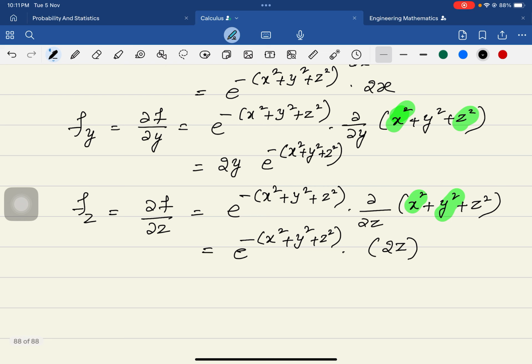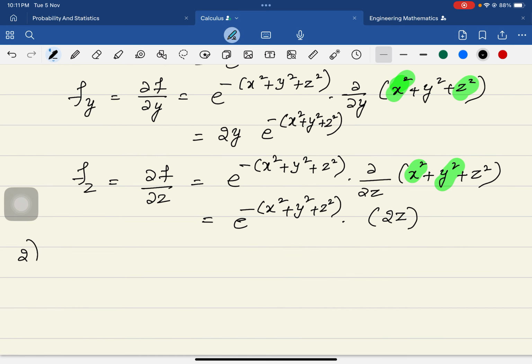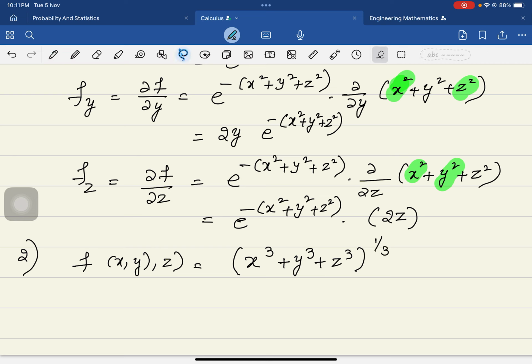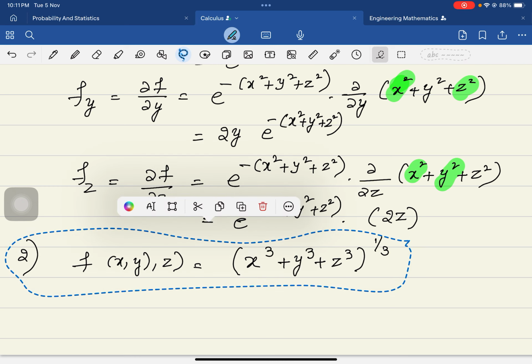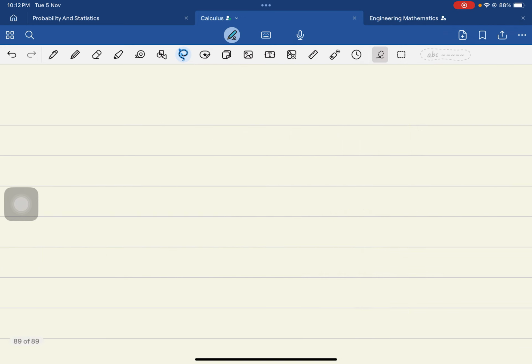When the function has three variables, this is how to get the partial derivative. Another example: if you have another function f of x, y, z as x cube plus y cube plus z cube, the whole raised to 1 by 3, let us say. Then how to solve this problem? Let us go to the next page and solve this.